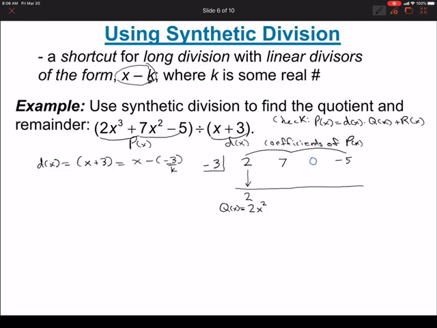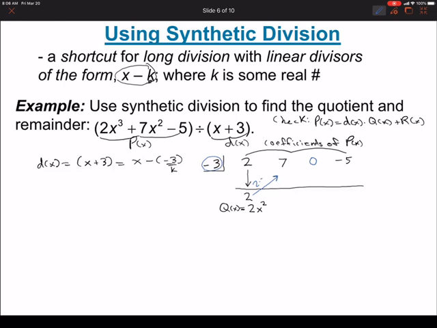Now here I go to what I call, let's put a different color, our diagonal pattern. So diagonally, I'm going to bring a number up to go to the next column. Now, where does that number come from? We're going to multiply 2 by k. So here's where we use our divisor.